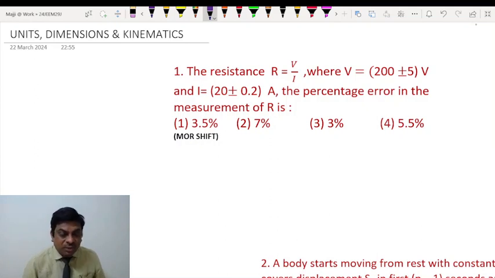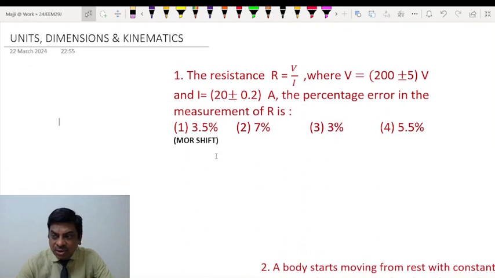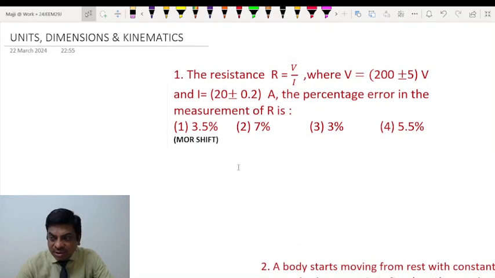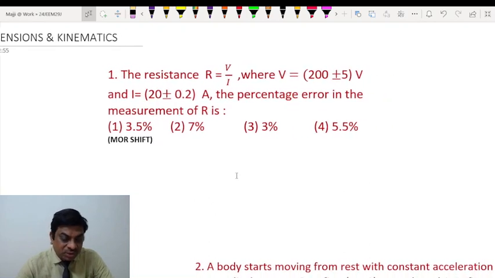Alright, students, as you know that I have been teaching you all the shortcut techniques and also the theory behind each question, how to solve it. Wherever applicable, I am giving you the shortcuts also. So without wasting time, let us start. So here comes the first question, students.